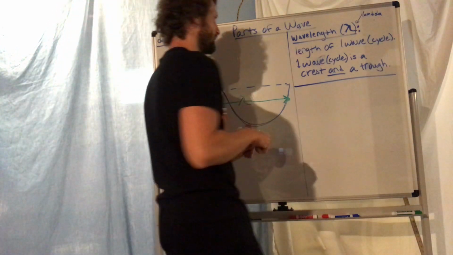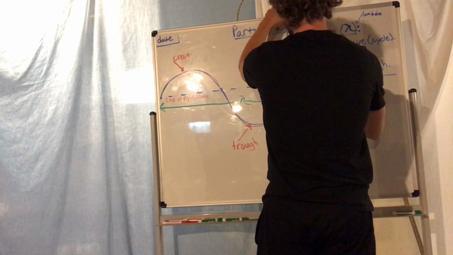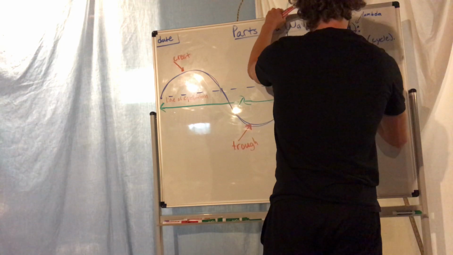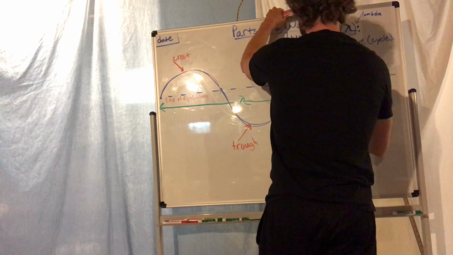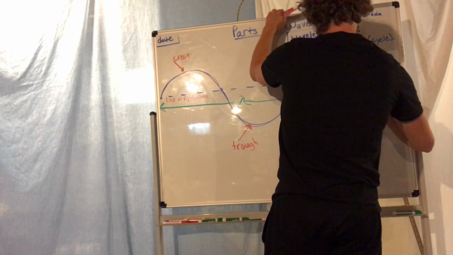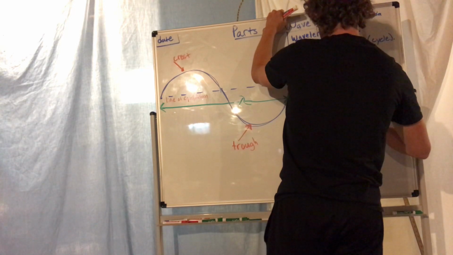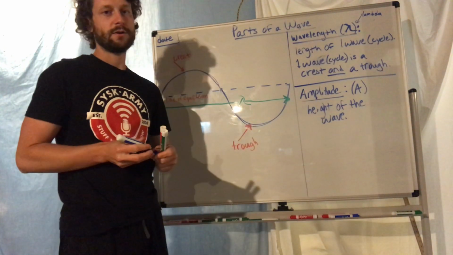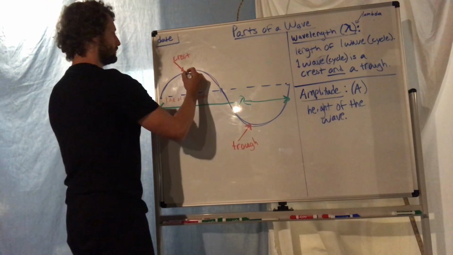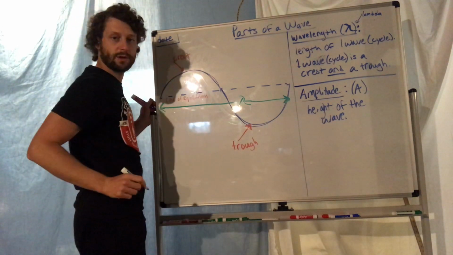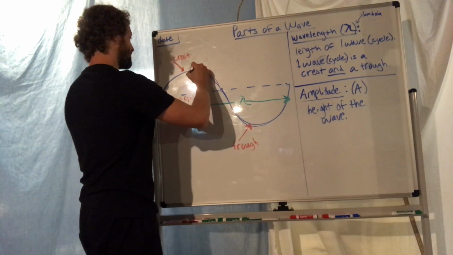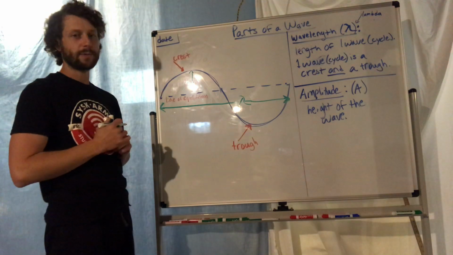One more term you're going to need to know. Still have to write this one down. So you write it down too. It's called the amplitude. It's represented with a capital A, and it's the height of the wave. There are two ways to measure amplitude. The first way is from the line of equilibrium to the top of the crest. That's a good way to measure amplitude.